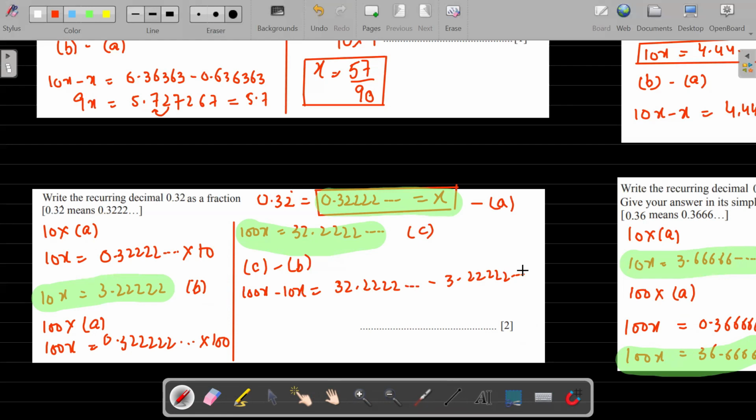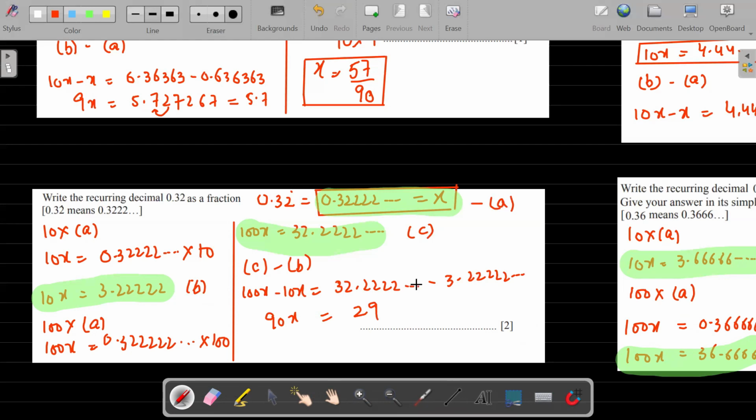32 point. It is 29, and that will be 100 minus 10, which is 90x.